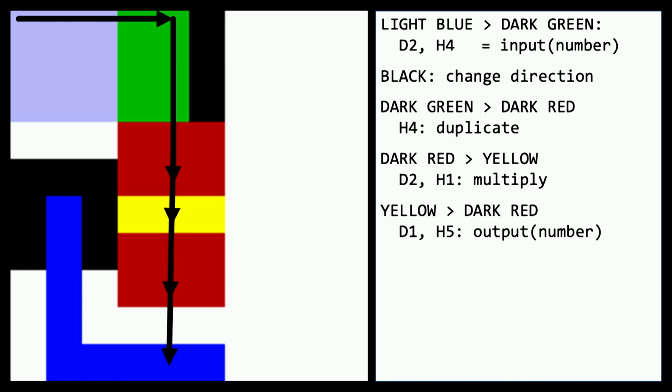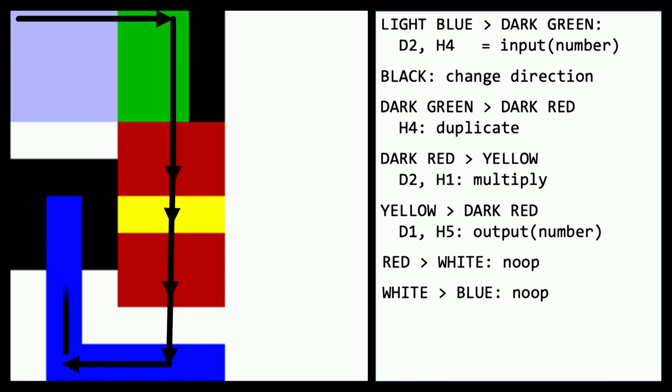Then we are going to cross the white area here. That's a no-op, no operation. We get to the edge of the grid. We are going to turn right. We are going to keep following this blue area until we end up with black on all sides, and that means halt. That means you've come to the end of the program.